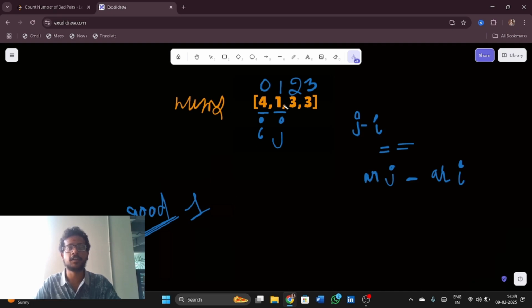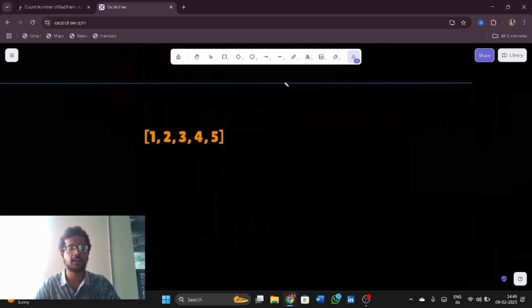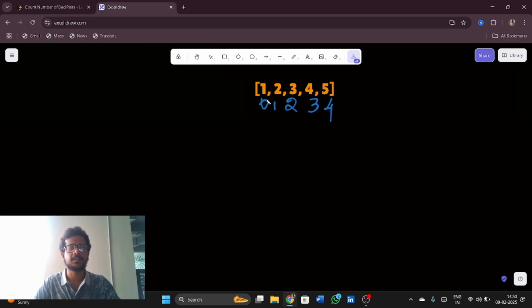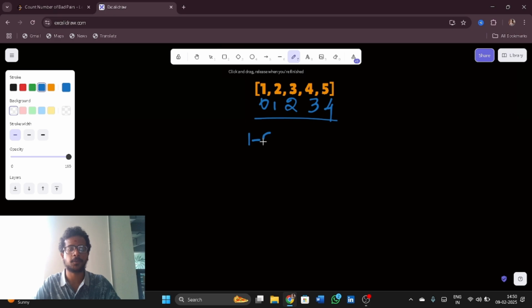But the first thought that came into my mind was that the number should be equal to the index number. But in the next example, the number of bad pairs in this array is 0, because these two will give me a difference of 1, and 1 and 0 is also giving me a difference of 1. 3 and 2 is giving me a difference of 1. 2 and 1 also gives me a difference of 1. I'll do one thing: 1 minus 0 is occurring one time.